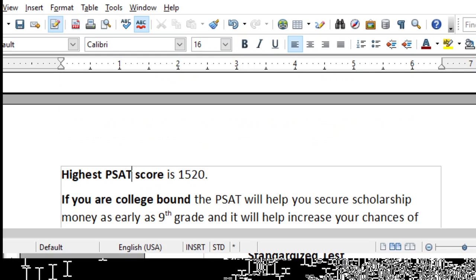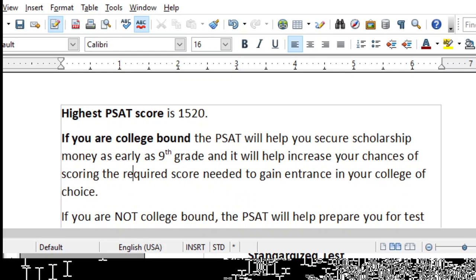All right, the highest PSAT score is 1520. If you are college bound, which means that you plan on going to college, the PSAT will help you secure scholarship money as early as 9th grade, and it will help increase your chances of scoring the required score needed to gain entrance in your college of choice.